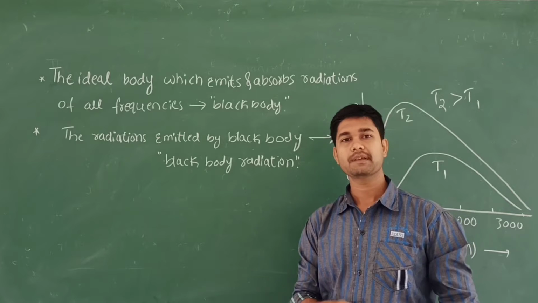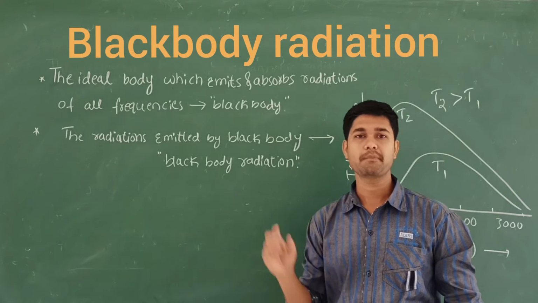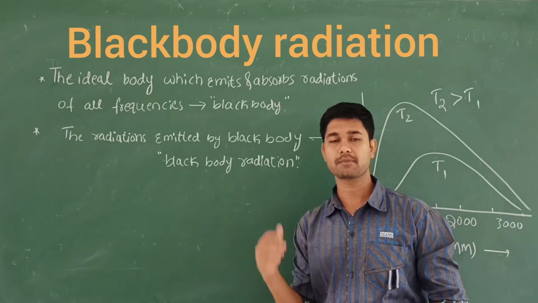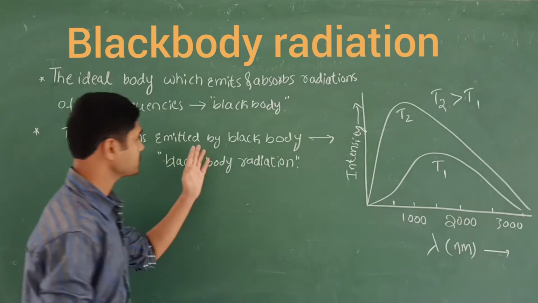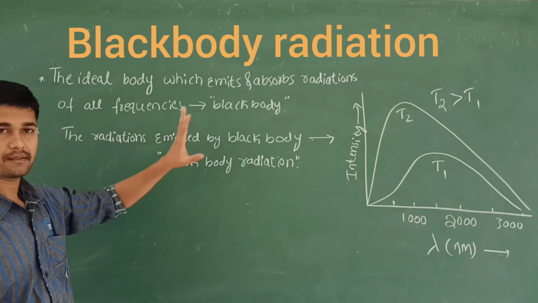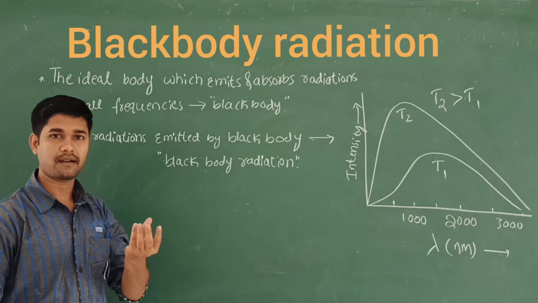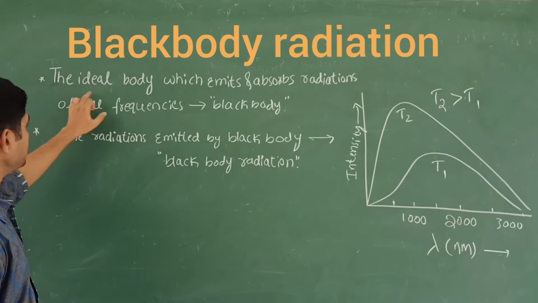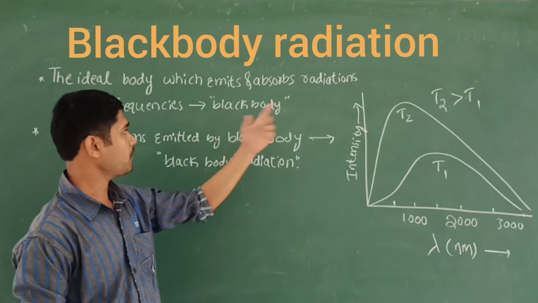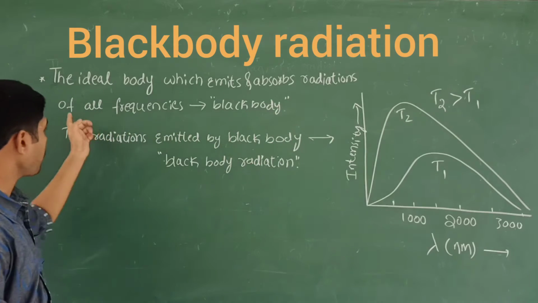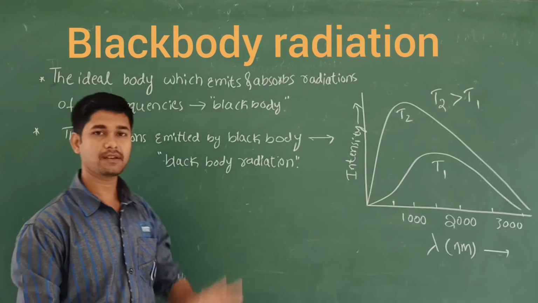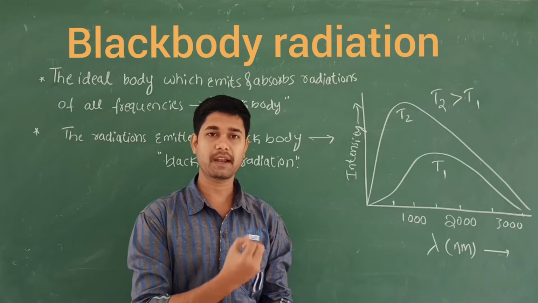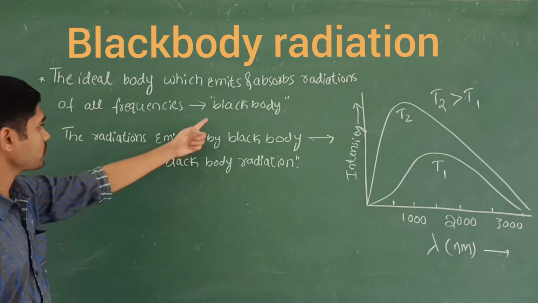Let us discuss Planck's quantum theory of black-body radiation, which was not explained by Maxwell. Let's see the definition. As the name indicates, black means the absorption capacity is more. The ideal body which emits and absorbs radiations of all frequencies is called a black body. You know that black always has a greater capacity for absorption of light, right? So this is called a black body.